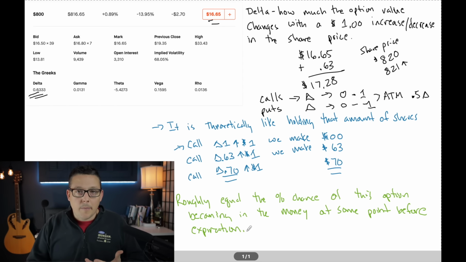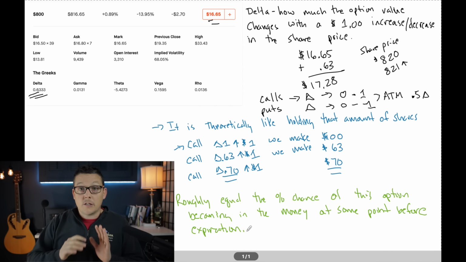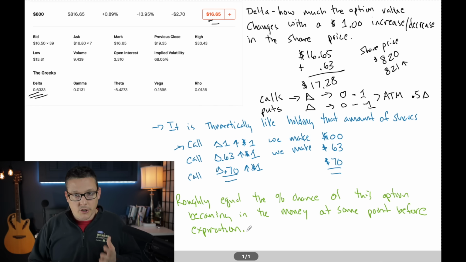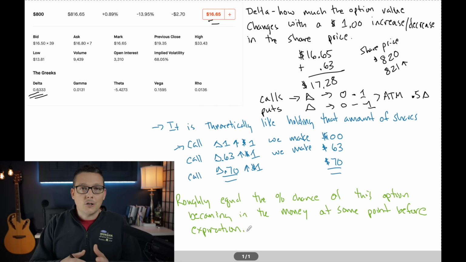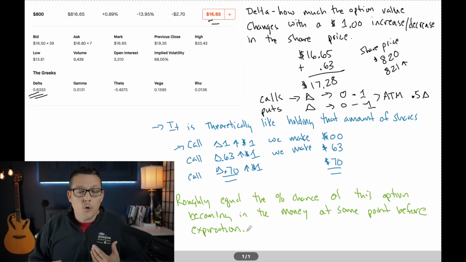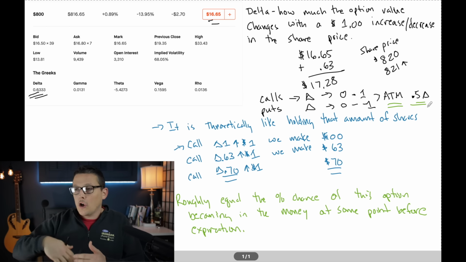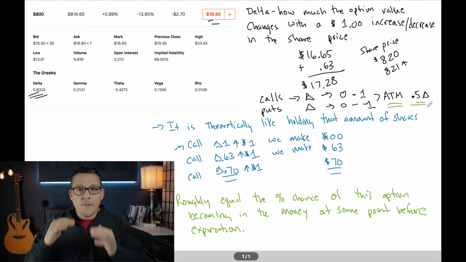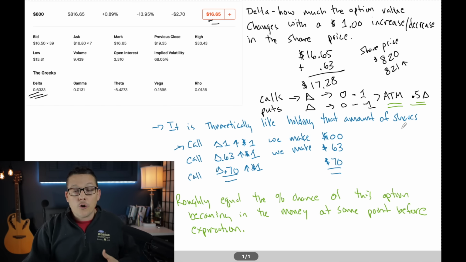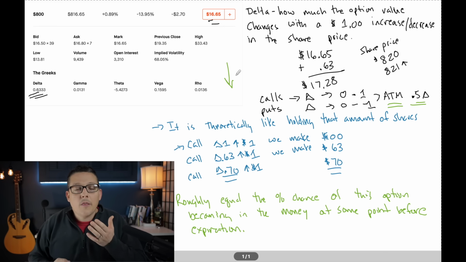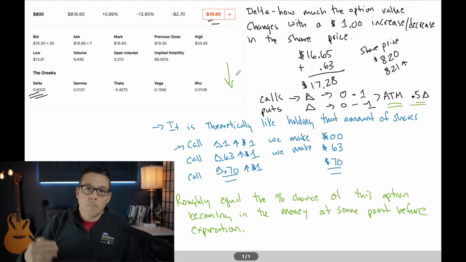Now, another rule of thumb that we use, delta guys, is that it is roughly equal to the percent chance that this option will become in the money at some point before expiration, okay? So this is where we can use delta to identify some of the risks that we want to take. And this goes back to when I mentioned again, an at the money option has a 0.5 delta. It has a 50-50 chance of becoming in the money, going out of the money, or staying right at the money. As we go further in the money, right? As we go down this way from the share price, we know that the likelihood of success is going to be greater. And that's why delta increases the further in the money we go.